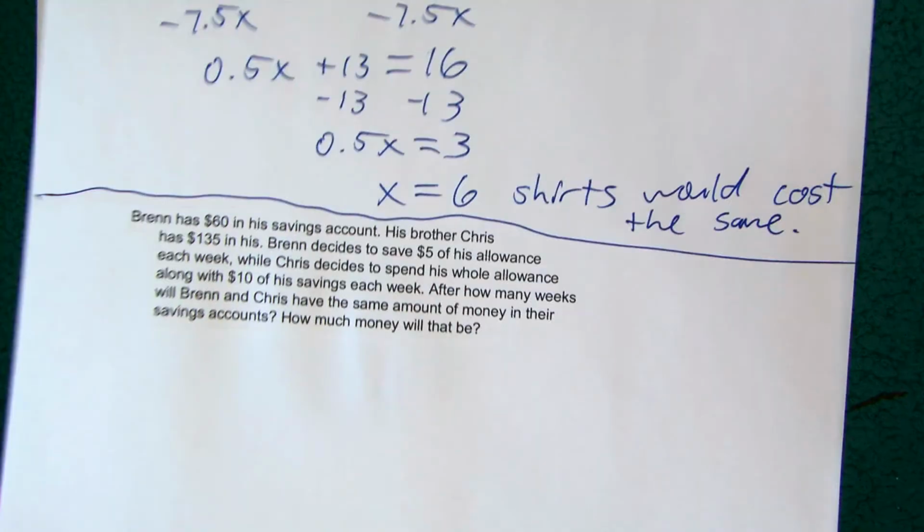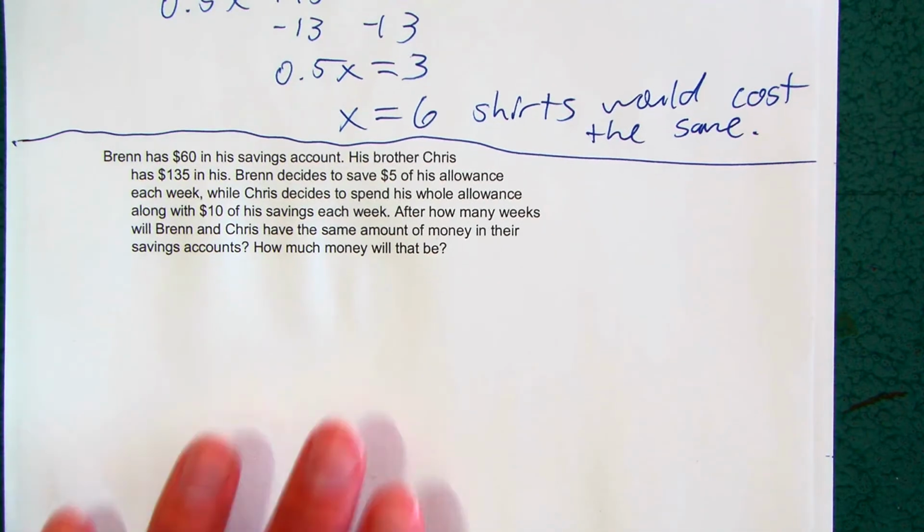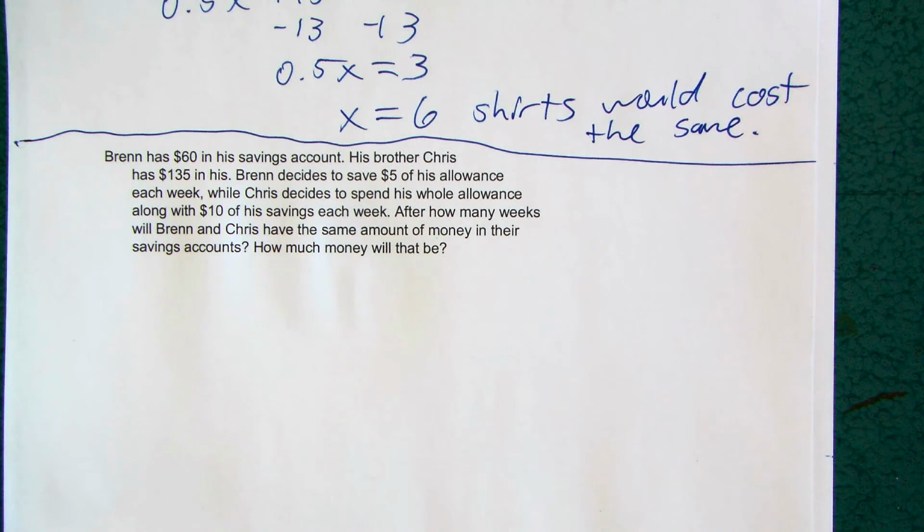All right, next up. Brent has $60 in his savings account. His brother Chris has $135. Brent decides to save $5 of his allowance each week, while Chris decides to spend his whole allowance along with $10 of his savings each week. After how many weeks will Brent and Chris have the same amount of money in their savings accounts? How much will that amount be?